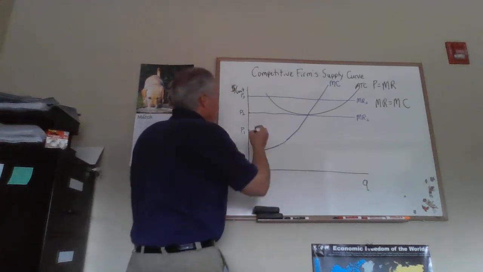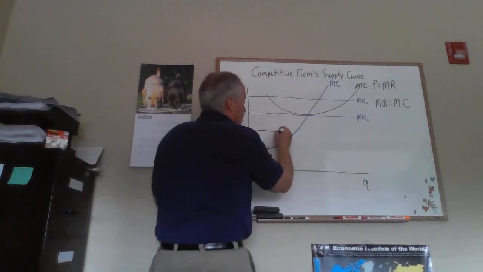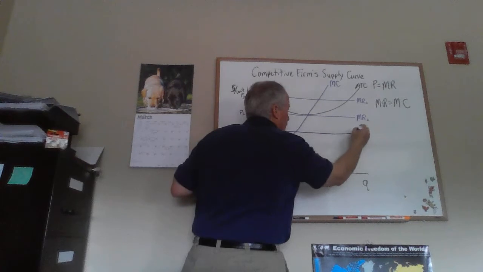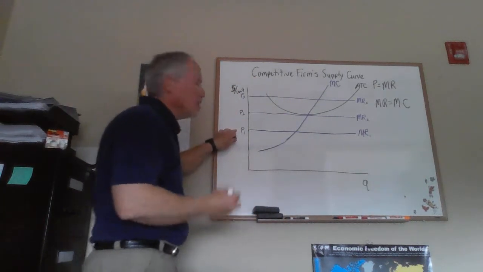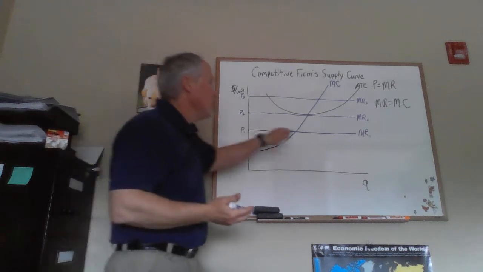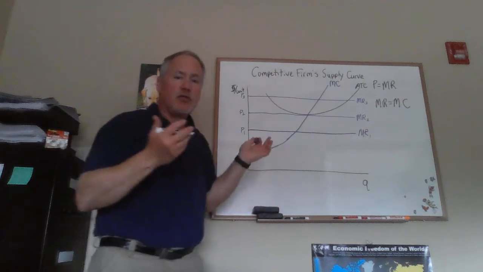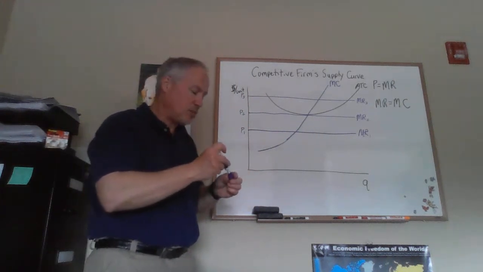We would draw in a horizontal marginal revenue curve, and I'll call it MR1, because if the price was P1, this would be the marginal revenue curve that the firm would face.